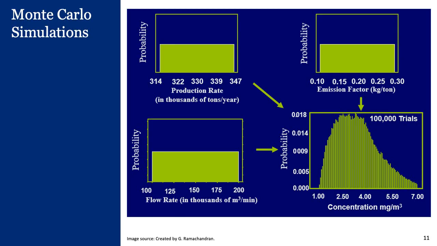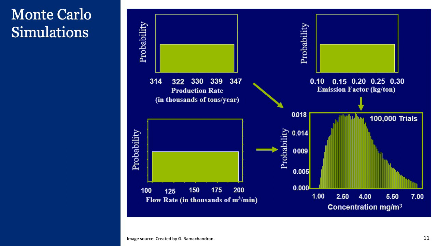Here are the probability distributions for these input parameters. So on the top left-hand side, you see the production rate in thousands of tons per year. And this is for 1 year. We know that the production was somewhere between 314 and 347,000 tons in that year. The top right-hand side graph is a uniform distribution of the emission factor. So how many kilograms of aerosol are produced per ton? So it's somewhere between 0.1 to 0.3 kilograms per ton. On the bottom left-hand side, we have the probability distribution for the ventilation flow rate. And again, it's between 100 and 200 cubic meters per minute. And these are all distributions that were provided by the expert.